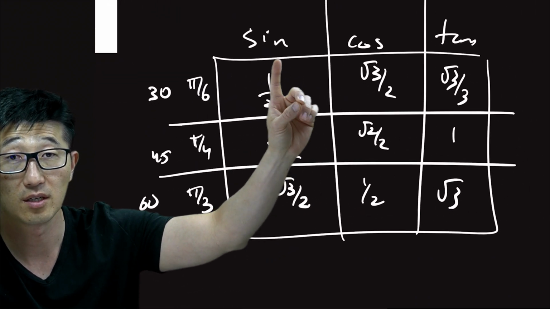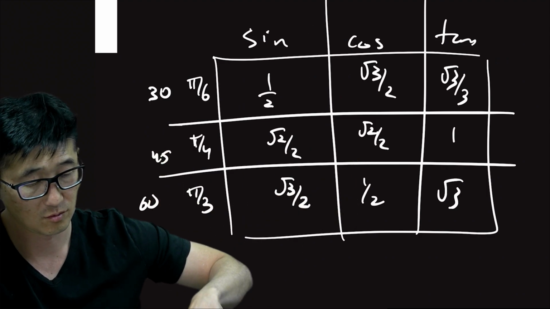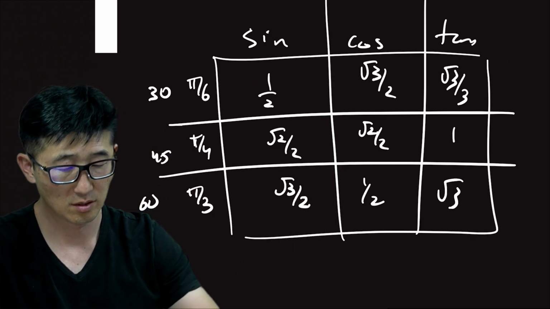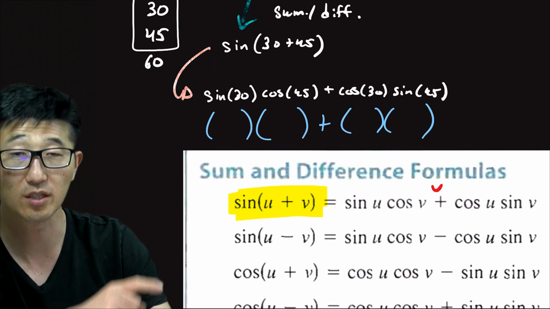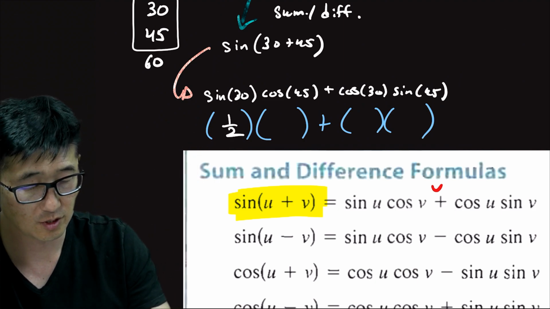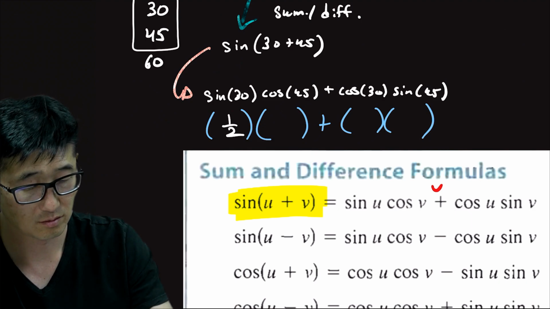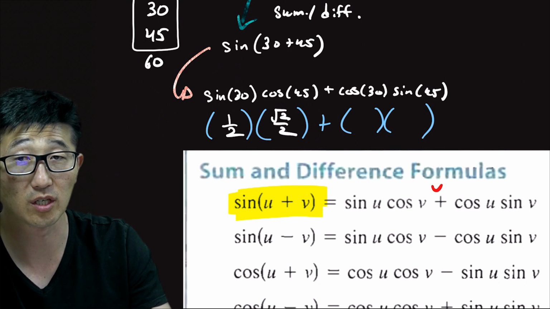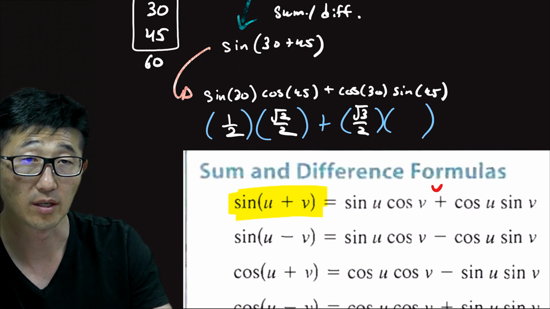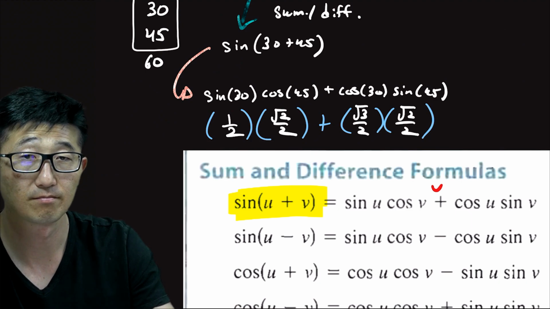Okay, so sine of 45 is what? Radical 2 over 2. 45 is radical 2 over 2, right? Yeah, so just plug it in. Oh, actually, no, this is sine 30. What's sine of 30 according to the chart? 1/2. And cosine of 45? Radical 2 over 2. And what's cosine 30? Radical 3 over 2. And then what's sine 45? Radical 2 over 2.